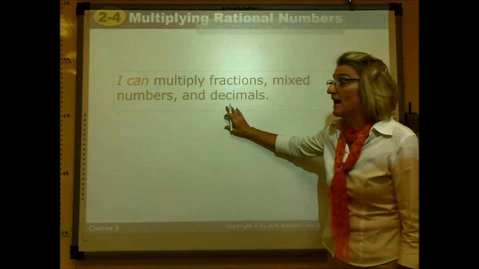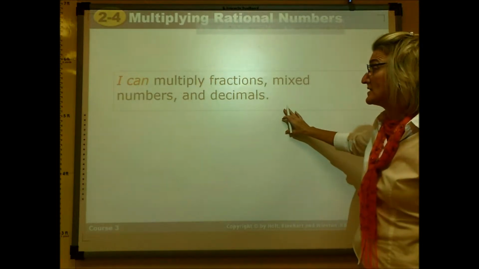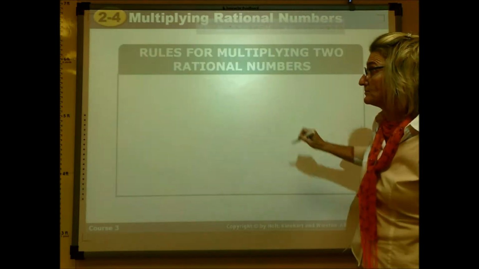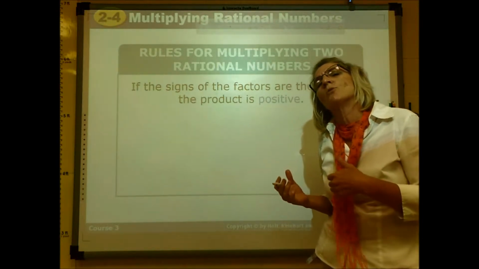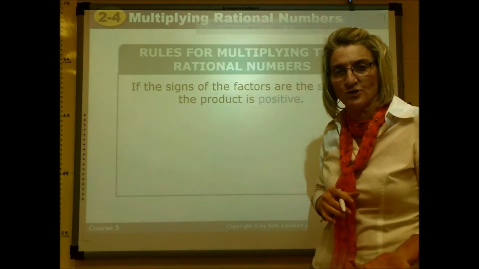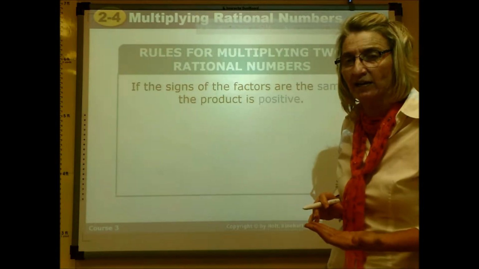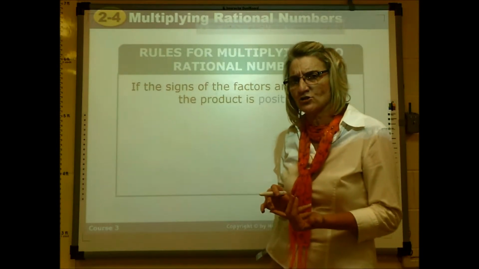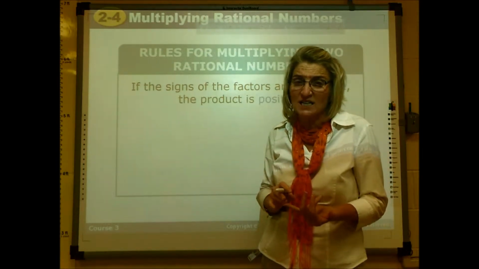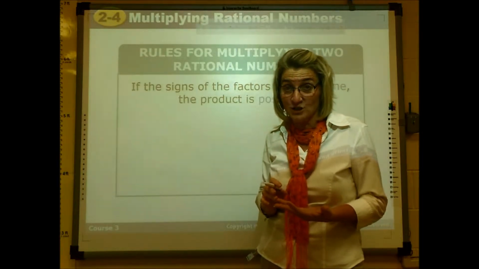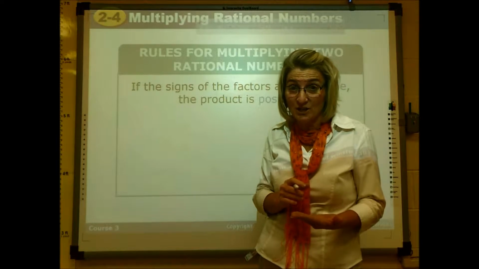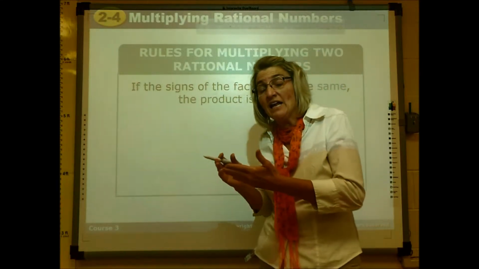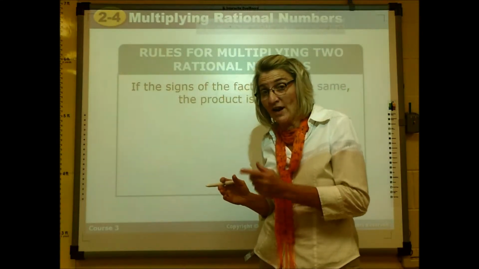Today's I can statement: I can multiply fractions, mixed numbers, and decimals. This is a rule that we've learned in integers, but we're going to carry it over to rational numbers with multiplying and dividing. And remember, when I talk about rational numbers, we're talking about positive and negative fractions. So we have to apply the same rules as we did with integers and use them with fractions.